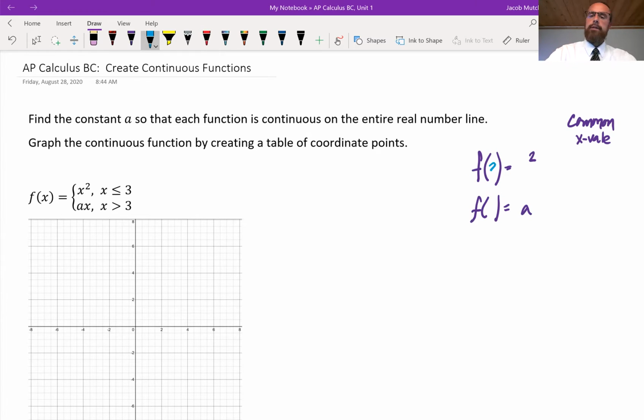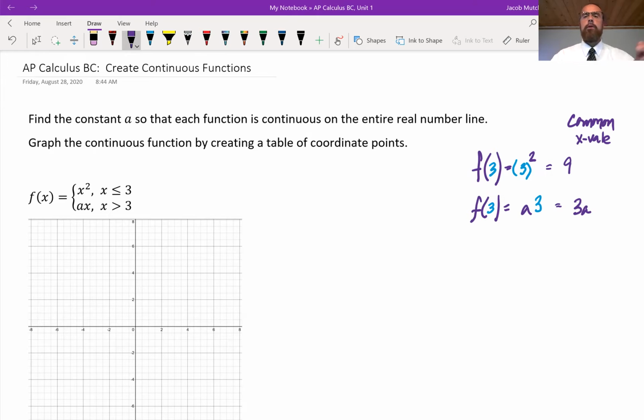So f at 3 for the quadratic will be 3 squared. F at 3 for the linear function is just a times 3. Well, we can simplify that. So for the quadratic, that just gives us 9. And for this linear, we're going to say that that's 3a. So our first step was just find that common x value, plug it into both parts of the piecewise function. Now, the second step is really for us to match up the y values.